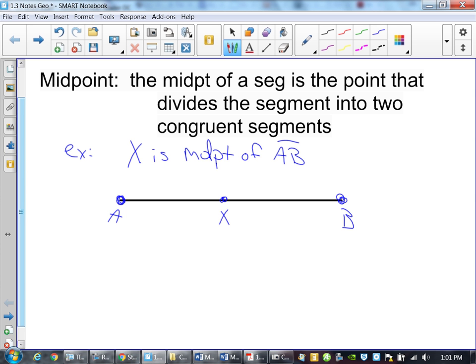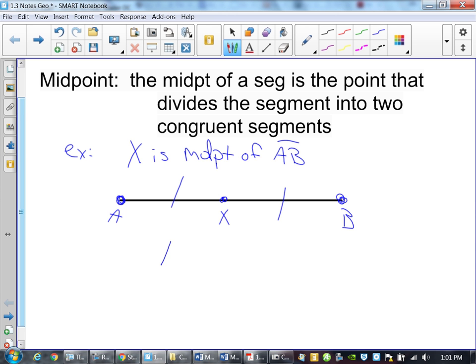Now, this then means that AX has to equal what? That's all it is. So now you were given the fact that we have a midpoint, which means that it divides it into two congruent segments. Well, that means that AX is the same as, remember those tick marks? Yep. That's all it means. So they're congruent, so they're equal in length. So algebraically, we could say a couple of things.